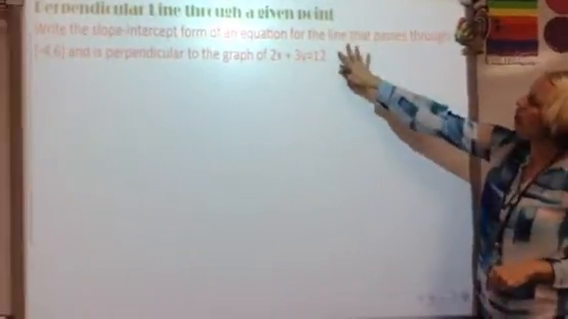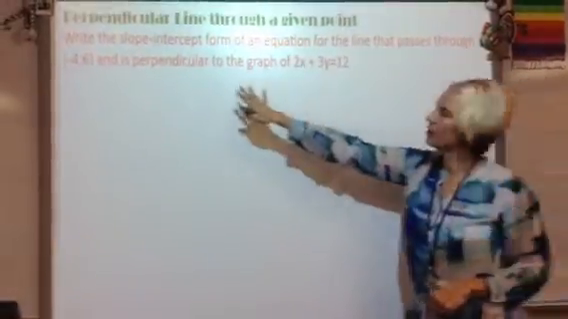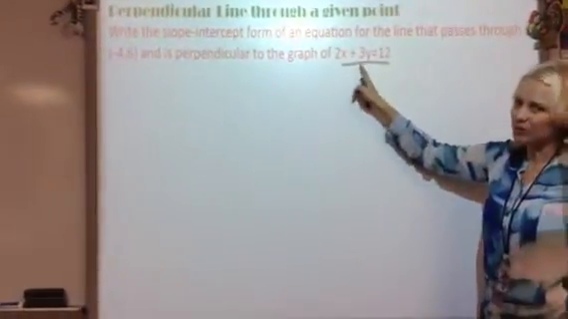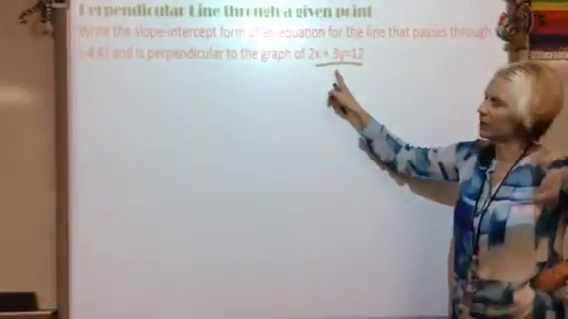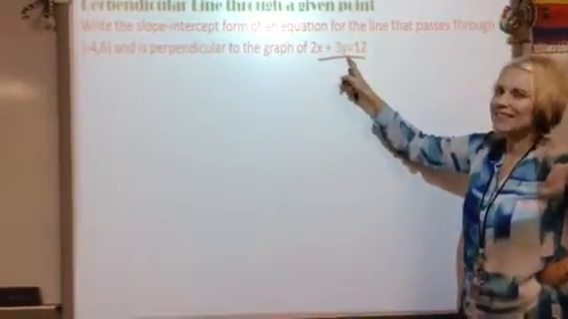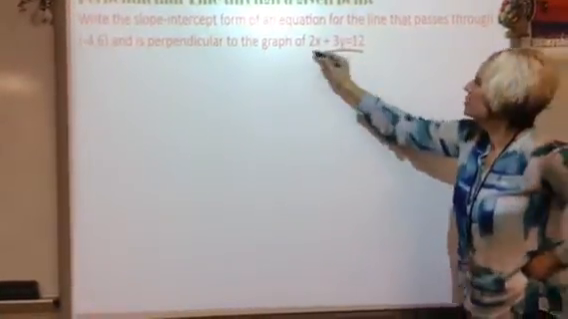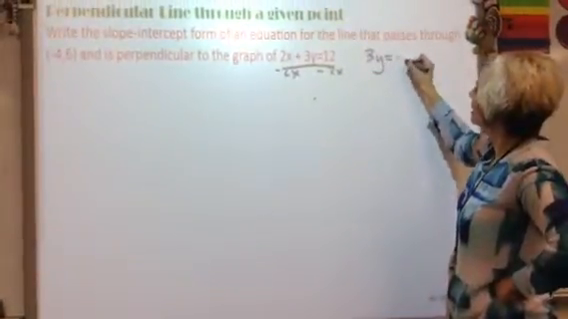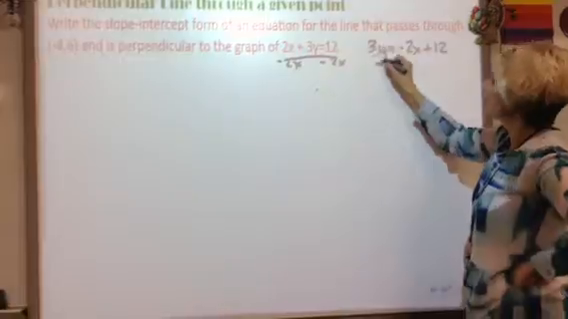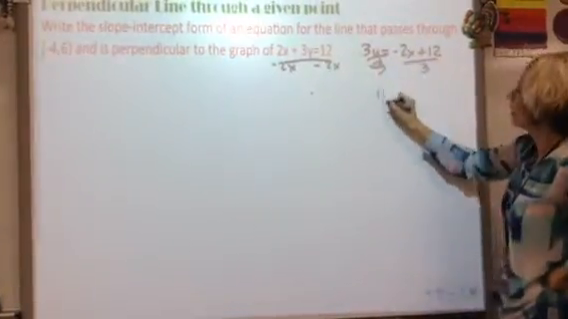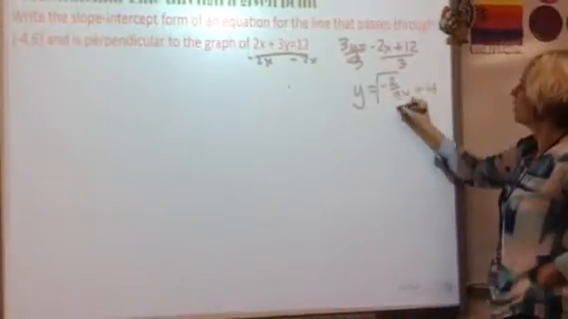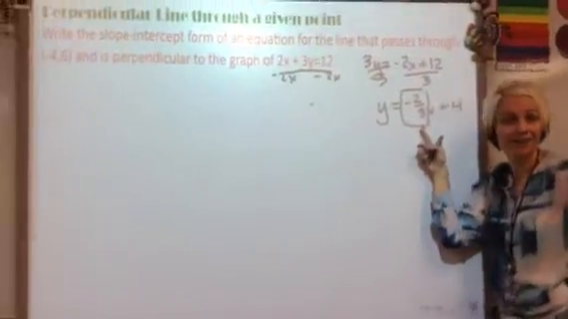Write the slope-intercept form of an equation for a line that passes through (-4, 6) and is perpendicular to this graph. We need to figure out what the slope of this is first to find the perpendicular slope. I think it'd be easiest to get this solved for y. So subtract 2x, and you have 3y = -2x + 12. Divide by 3, and you have y = -2/3 x + 4. So this is the slope of the line.